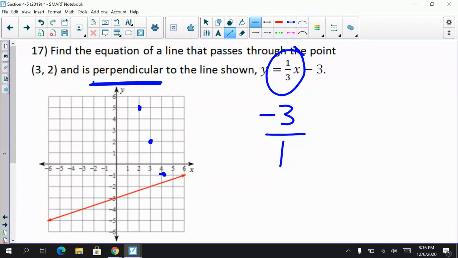Let's see if I have a line tool here that I can use to make a little bit better line. Let's try this. There we go. And that line, you can see, is perpendicular. Right angle. 90 degrees.